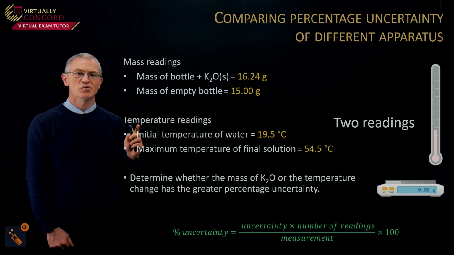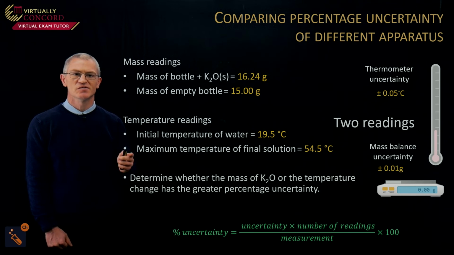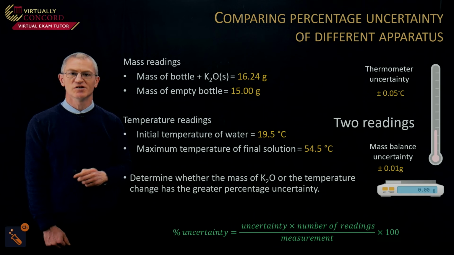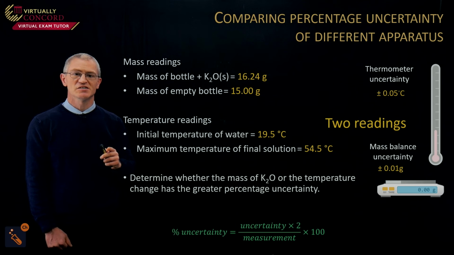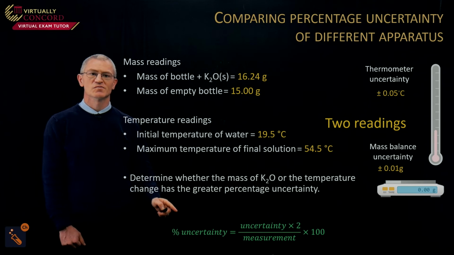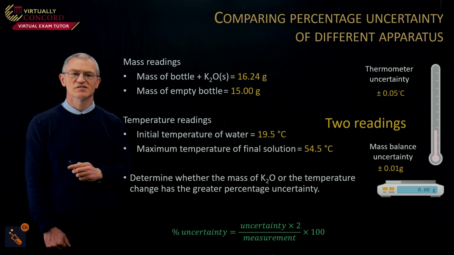Now if we then put our uncertainty measurements back in, our thermometer 0.05, our mass balance is 0.01 as given by the question. Okay, now we know we've got 2 readings. Let's change our equation. So our equation now says times 2, okay, because we have 2 readings. So we now need to calculate the uncertainties for both of these sets of readings.